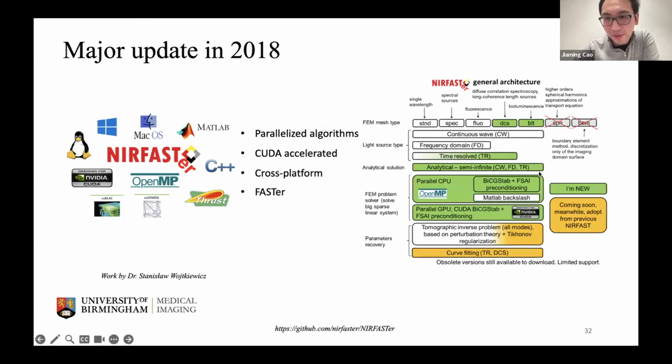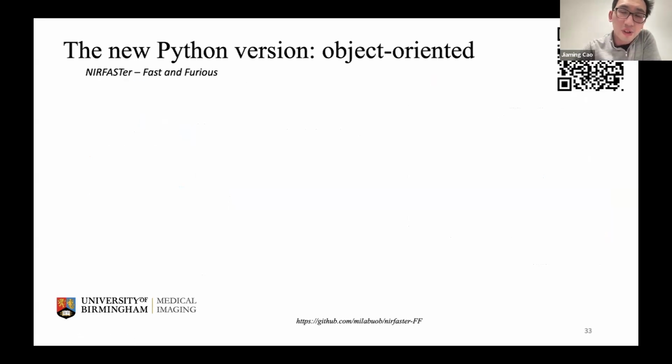It uses CUDA acceleration and parallelized algorithms, and it's faster. Here is the bunch of things that it supports. I didn't make these figures, but if you're curious, you can go to this GitHub website and have a look yourself, because there's a lot of information. And now we're moving on to the Python version. So that is where the new version is. That is object oriented. And according to Hamid, the name should be Fast and Furious.